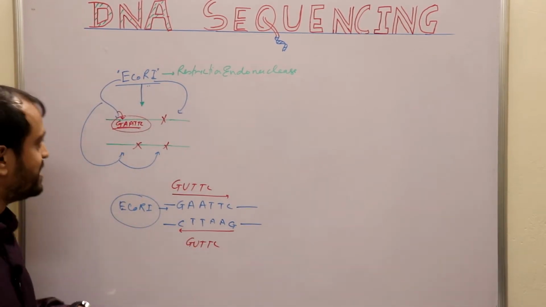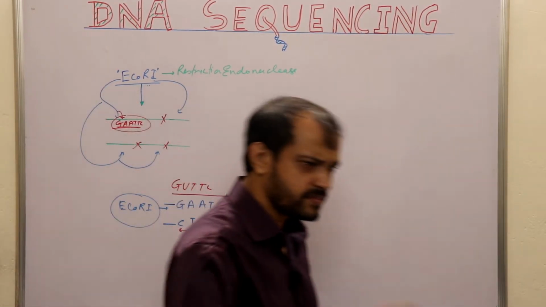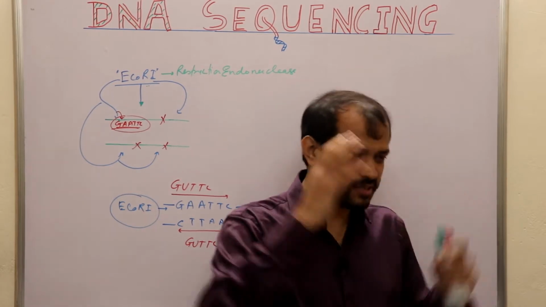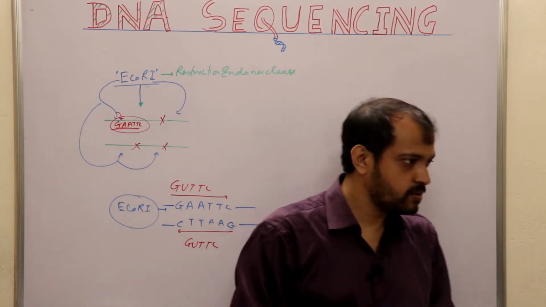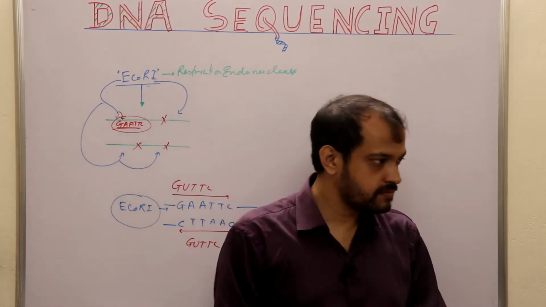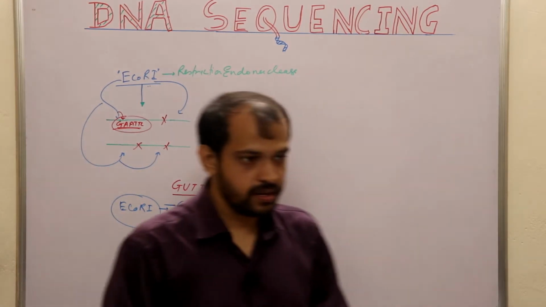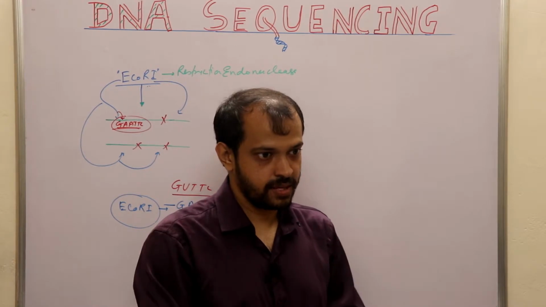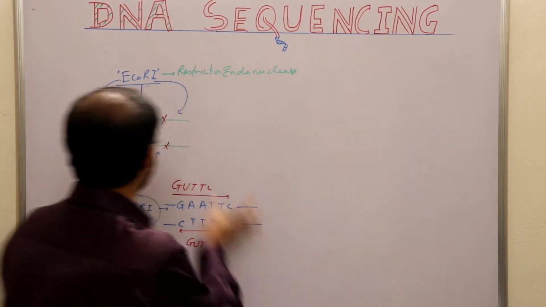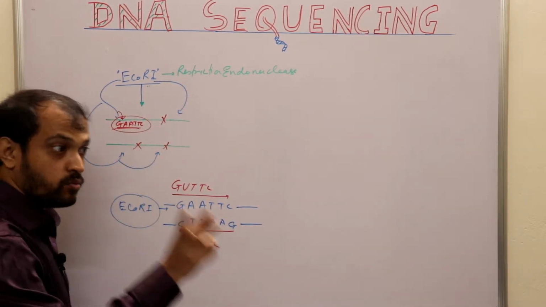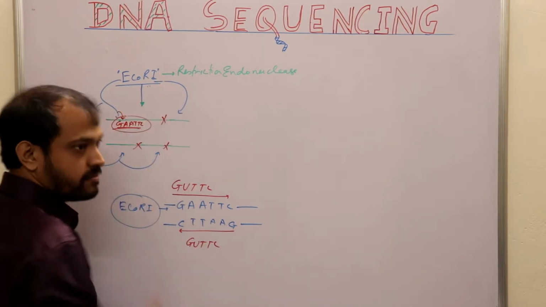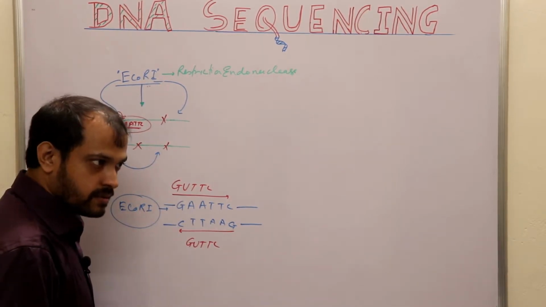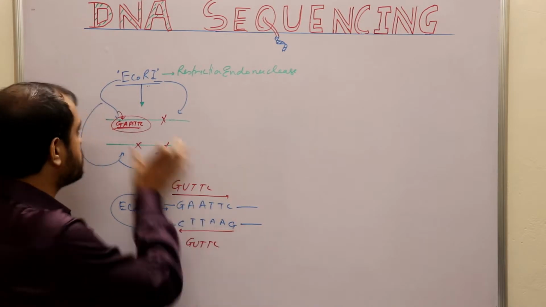Suppose, just remember, imagine that in that particular parallel universe, no one knows what EcoR1 is and no one knows GATTC. Now we want to sequence the GATTC. We want to know which sequence is actually cut by EcoR1.